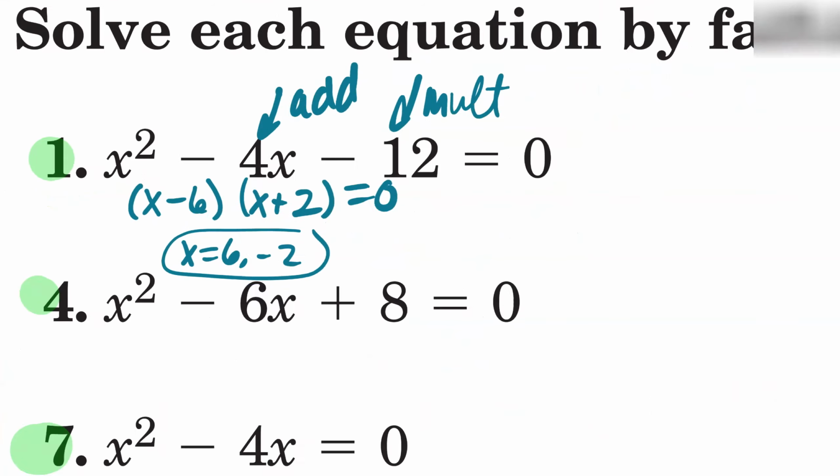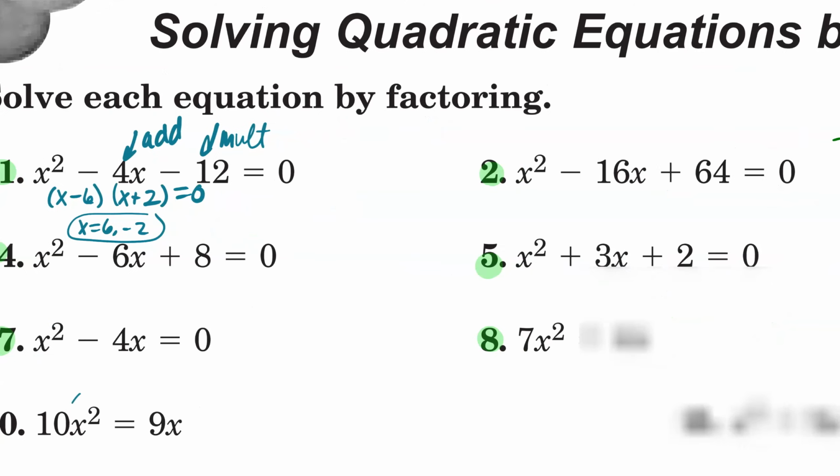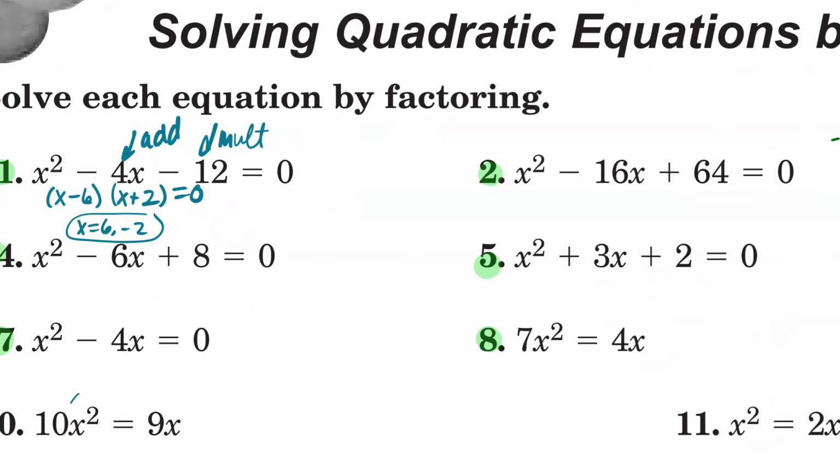Okay, so try number 2. I'm gonna make that a little smaller for you. First, see if there's a greatest common factor. Then, is it one of our special cases? Difference of squares or perfect square trinomial? Then try factoring, and if nothing else works, then quadratic formula.